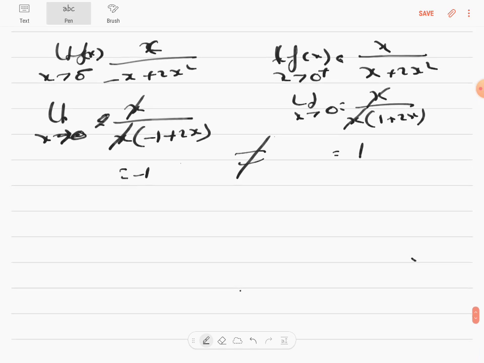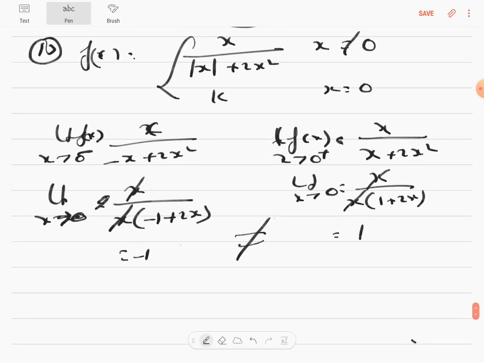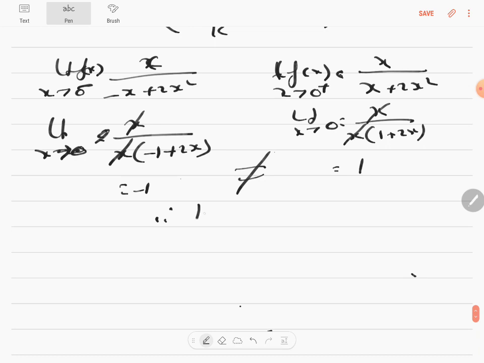But we have to find the value of k, I believe. But the left limit itself is not equal to the right limit. Then what is the point? You can never find it. Regardless of whatever the value of k is, the function is going to be discontinuous. So k can be any number. Good question. So I've written it here.